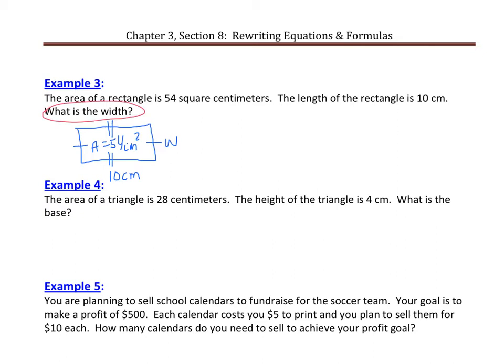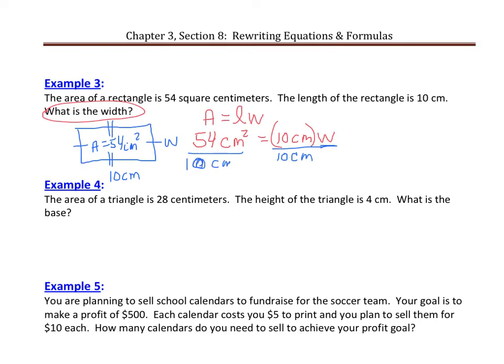Start with your formula. The area of a rectangle equals length times width. Now we can substitute our numbers in right away if you wanted to. 54 square centimeters equals 10 centimeters times the width. I'm going to show that with parentheses. Go to the unknown, go directly to the unknown. Look what's around it. It's being multiplied by 10 centimeters. I'm going to undo that multiplication with division.